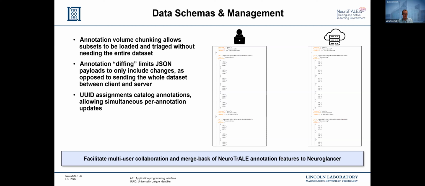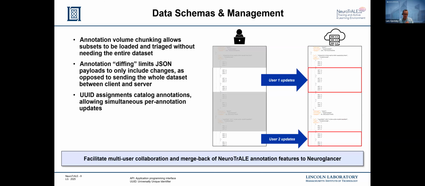Also, diffing, the concept of diffing limits the JSON payloads to only include changes, which obviously is much more efficient. And then having unique assignments per annotation, which allows simultaneous per annotation updates. So on the right, for an example, we can see what the user and client and server would be passing back and forth. With NeuroTrail's schema, multiple users can update different parts of the data and pass those back and forth between client and server without having to pass the entire data set.